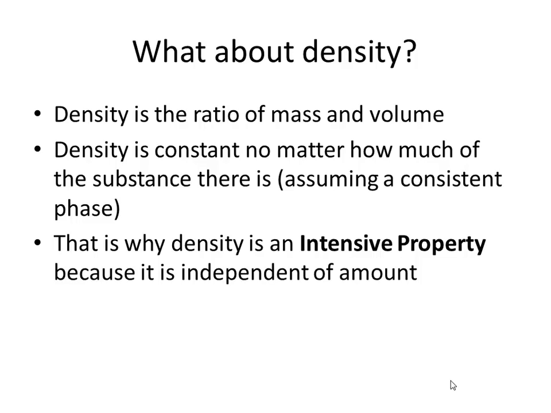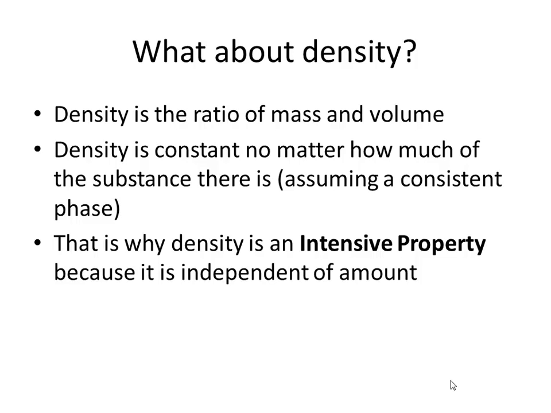So density is constant for a substance. So no matter how much of a substance is there, it has a consistent density. So that's what it means by intensive. So think about it this way. If I'm a car builder, if I need to build 10 cars, how many wheels do I need? How many tires? 40. If I need to build 100 cars, how many tires do I need? 400. So the more cars I build, the more tires I need, right? Makes sense. That's extensive.